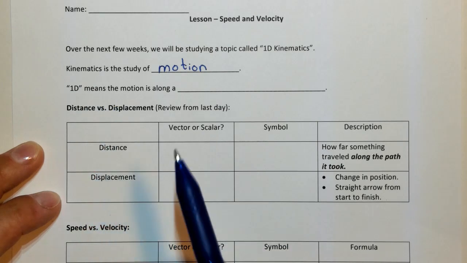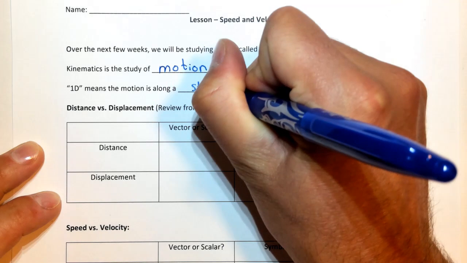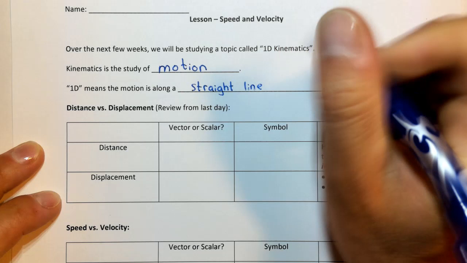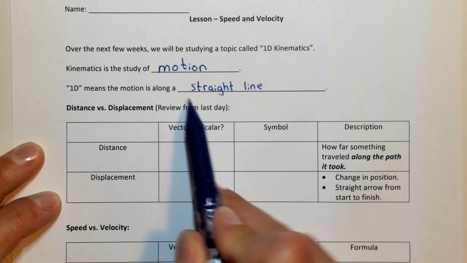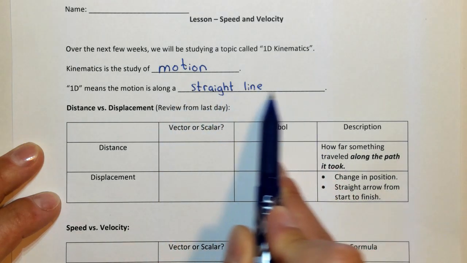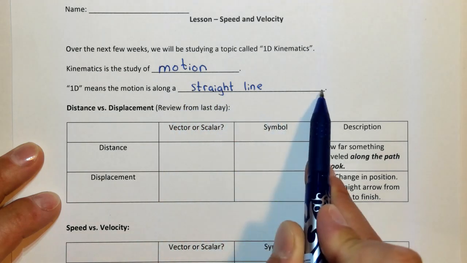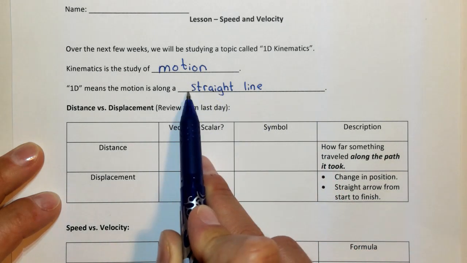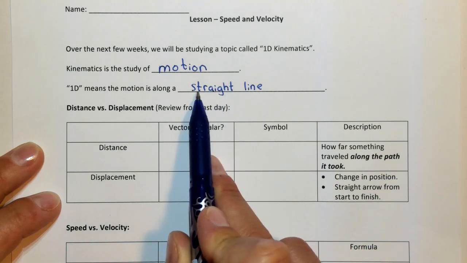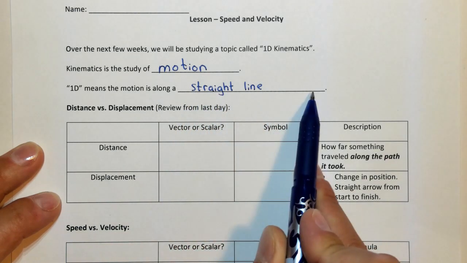The word 1D means the motion is along a straight line. Now notice if you have a straight line, kind of like the underline this word is written on, you can stay on that line while still moving in two different directions. I can move to the right or I can move to the left. So although I have two different directions I can go in, this is still considered 1D motion. There's two directions, but there's only one dimension, one straight line.